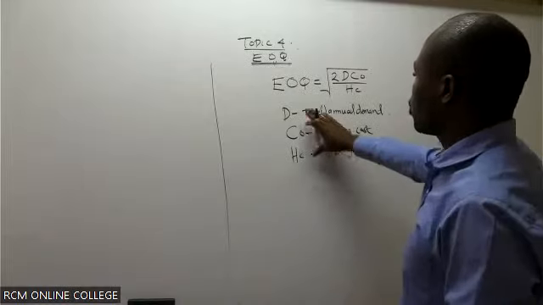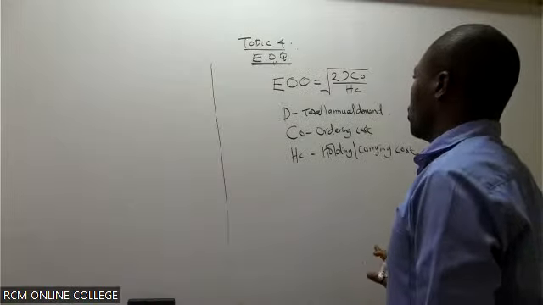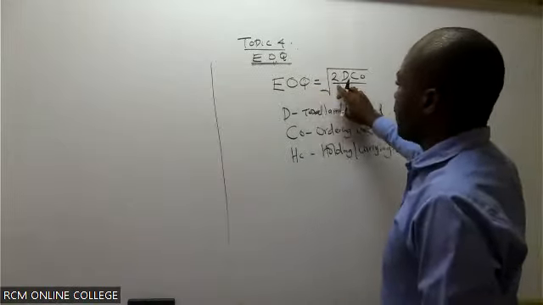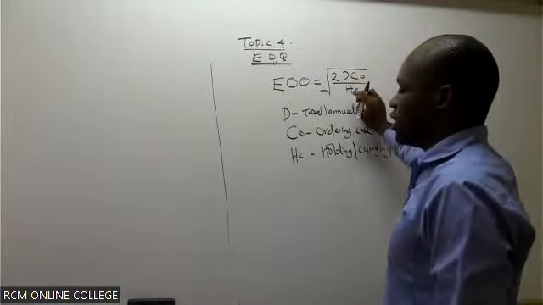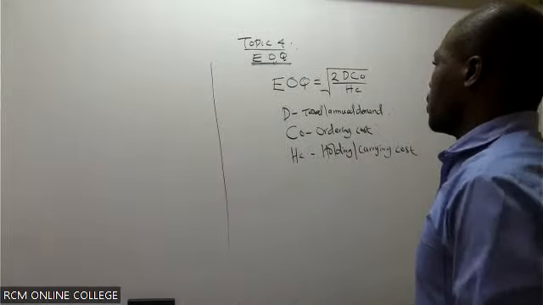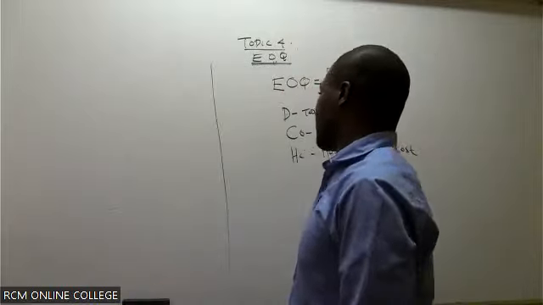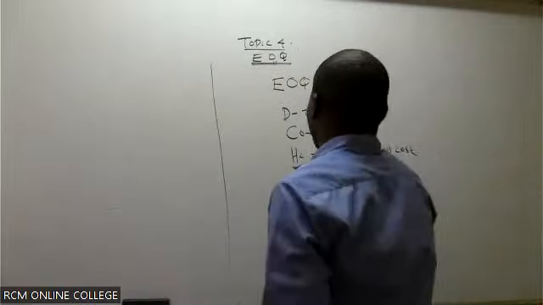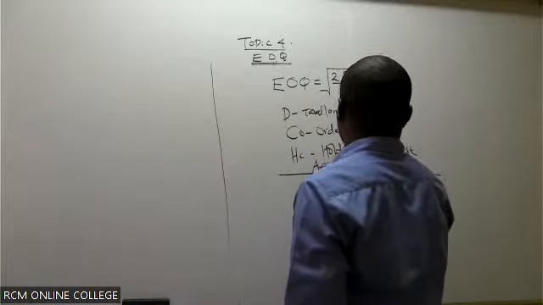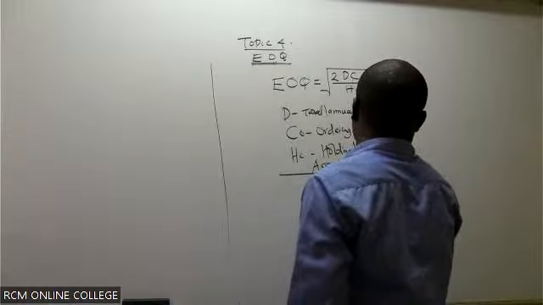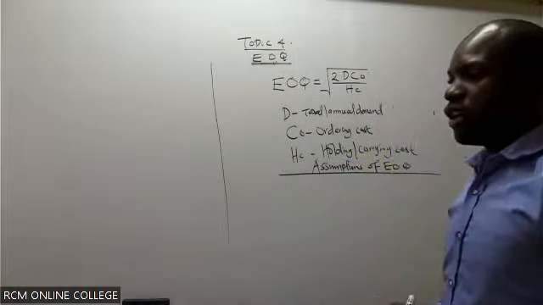Once you understand this, and you are given a question, you basically do a very simple job. Just identify what will be D, what you have as ordering cost, and what you have as holding cost. But again, if you look at our formula very well, I want us now to identify the assumptions of economic order quantity.